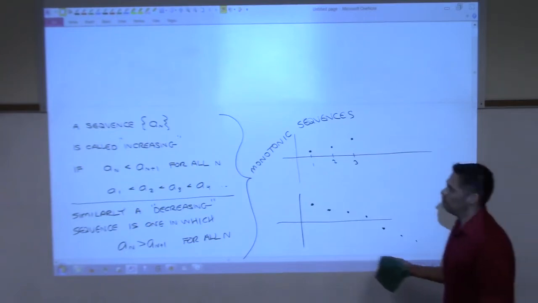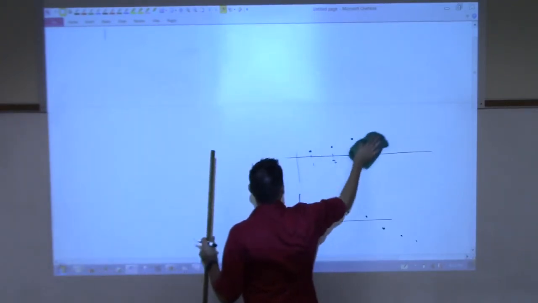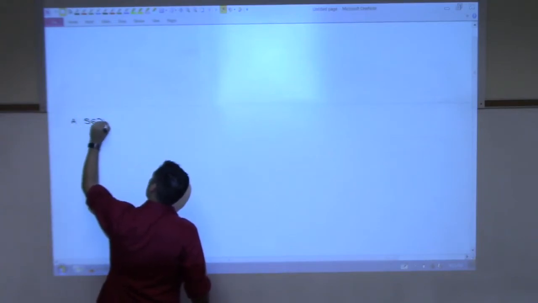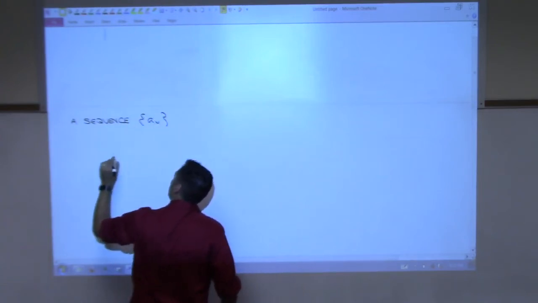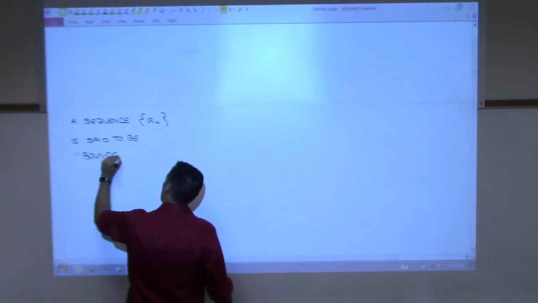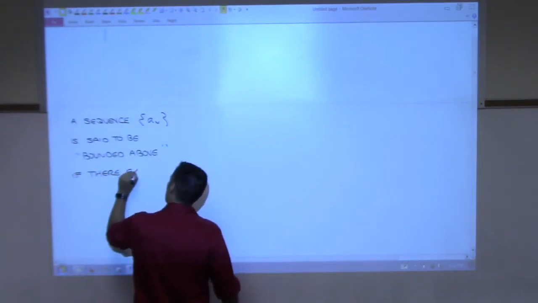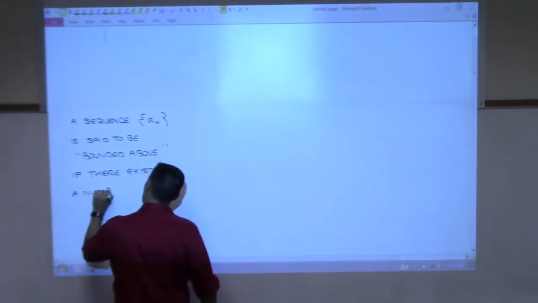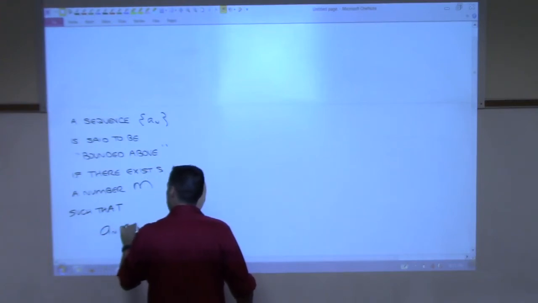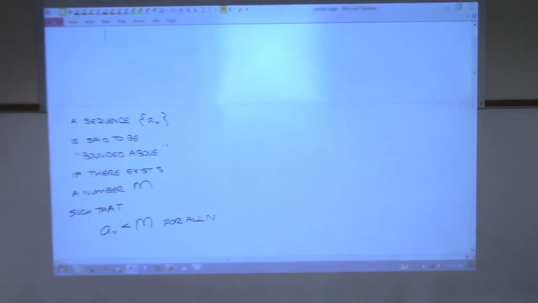Now, more definitions. A sequence a sub n is said to be bounded above if there exists a number, capital M, such that a sub n is less than capital M for all n. Bounded above.